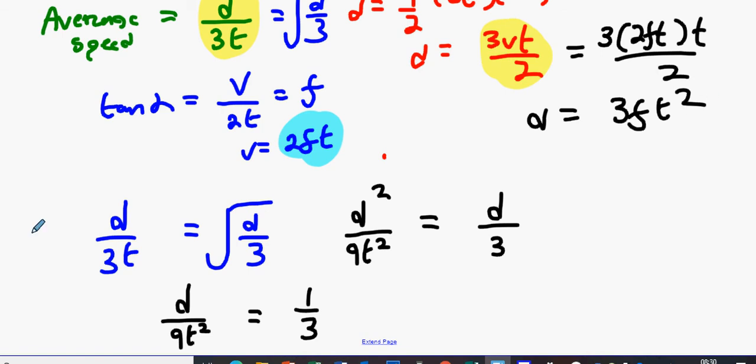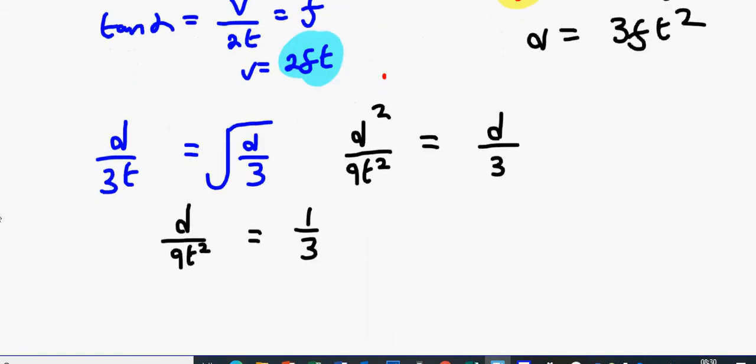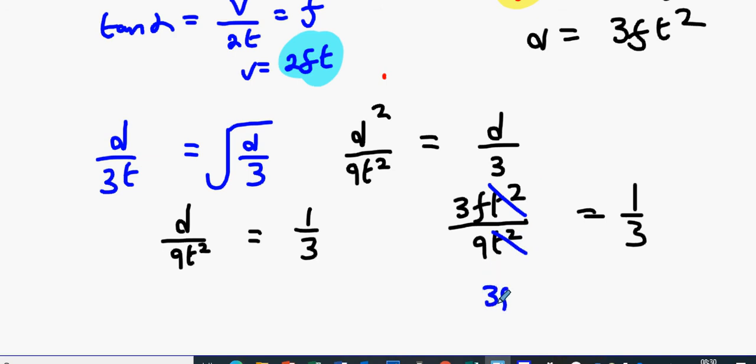And that works out brilliantly. Because now I can go down here and say that d is 3ft squared over 9t squared equals 1/3. The t squareds cancel. Gone. And then I have 3f over 9 equals 1/3. Then I'm going to get 9f equals 9. And finally f equals 1.